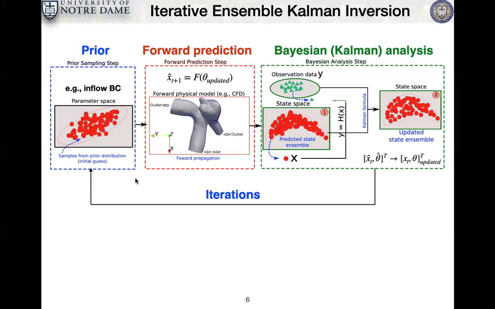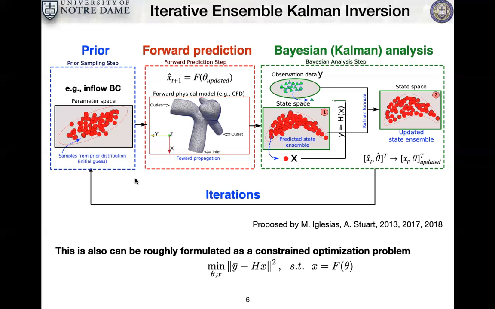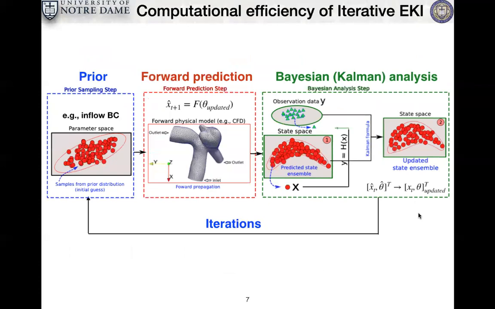So this method can also be formulated as the following constrained optimization problem. It is minimizing the difference between the projection of the state and the observation data, such that the actual state is equal to the forward model given the true parameter of the model. So theoretically, this method can give a very accurate prediction of the mean of our unknown parameter theta.